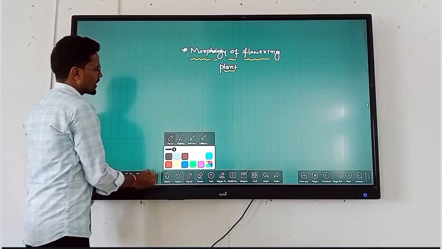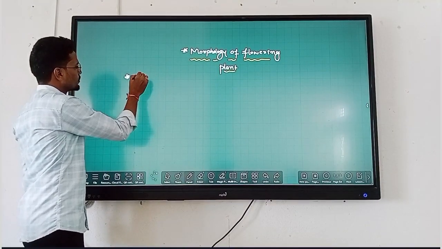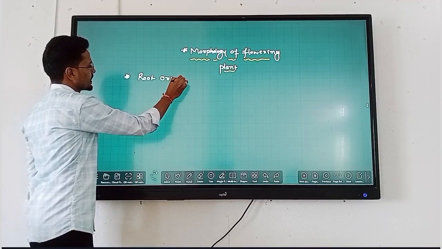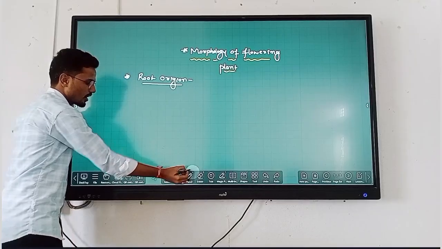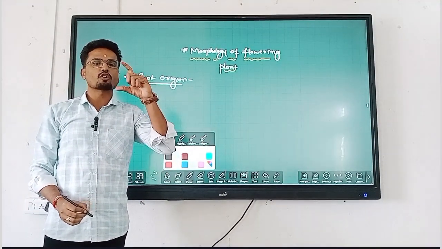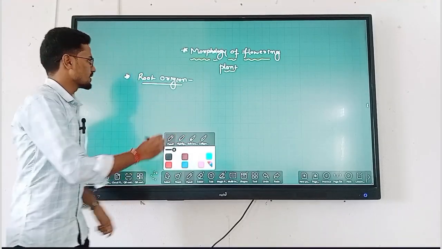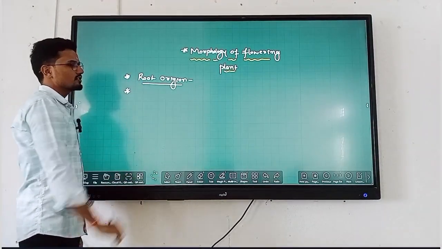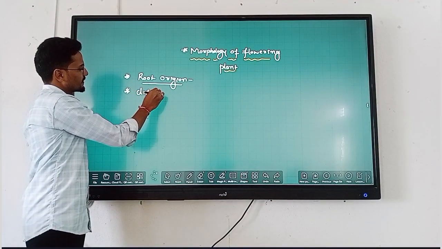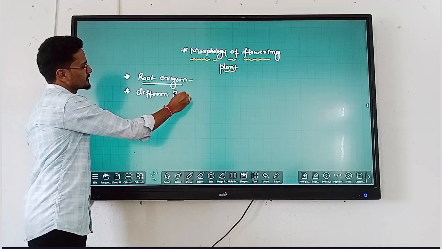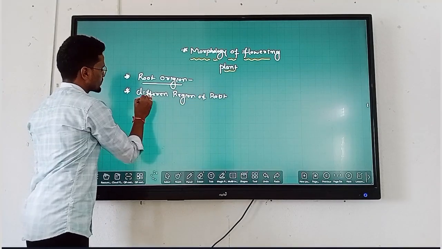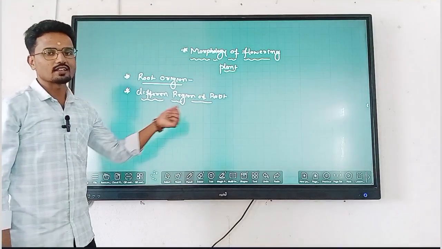In that root we have studied root origin. In this we have studied how actually root is arising, from which portion of an embryonic structure root is going to arise. We have done that one. Next we have done different regions on root. This is also what we did at the last class.